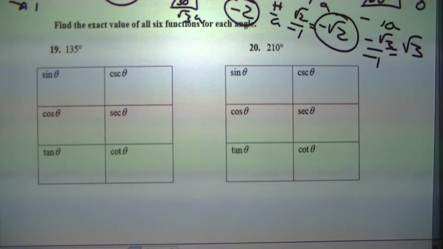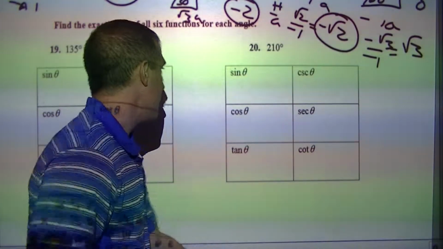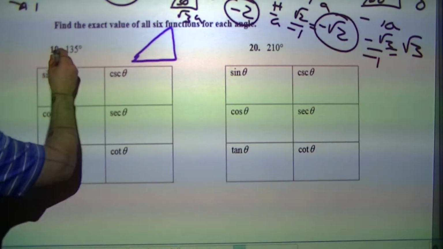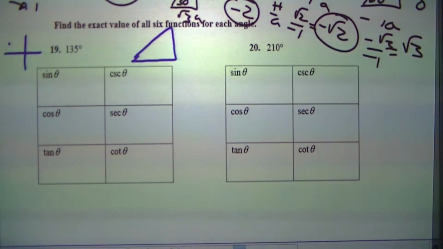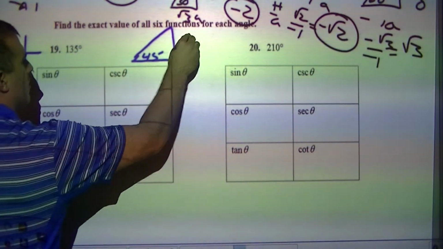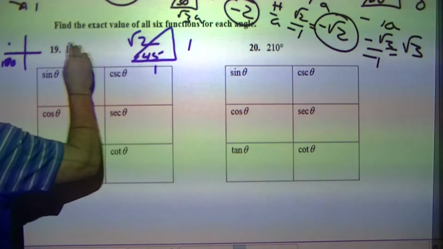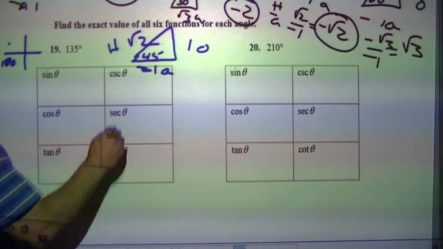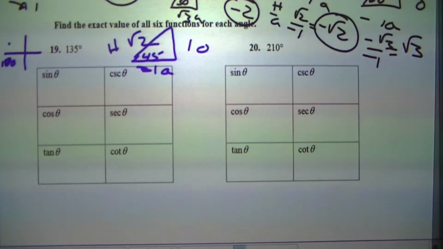Now, find all the 6 trig functions. So what I'm going to do with that, 135 would be right there, so I'm going to go to 180. 180 minus that would give me a 45-degree angle. 1, square root of 2. In this quadrant, this is negative because it's the A. So all I've got to do is find this stuff here.